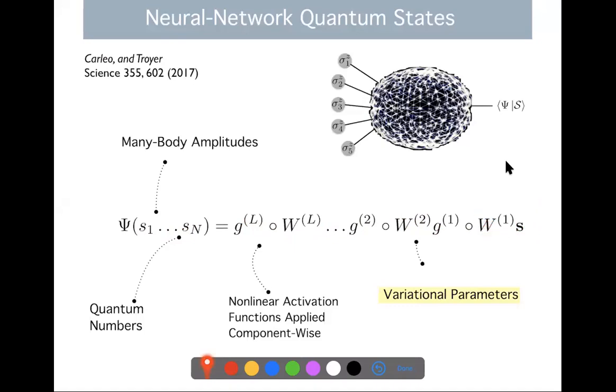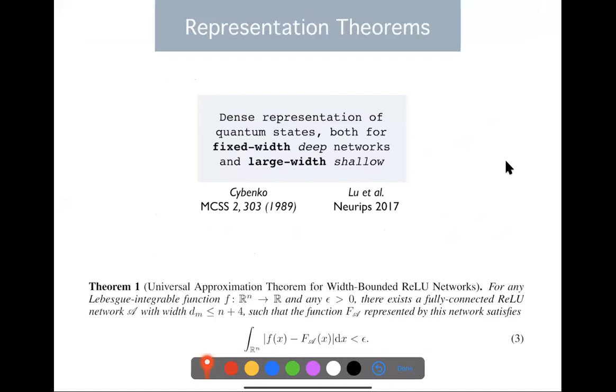Then you have a linear transformation, so you apply a matrix W, these are your parameters, the thing that you can change. And then you apply component-wise, so to all the entries of this vector, a nonlinear function g, for example, a ReLU or any other nonlinear function that you've seen during the other lectures. And you do this operation a lot of times until you reach the final layer of the network, where you will have, in this specific case, only one output. This one output is, for a given choice of the input quantum numbers, the amplitude of the wave function. So this is the main idea of neural network quantum states.